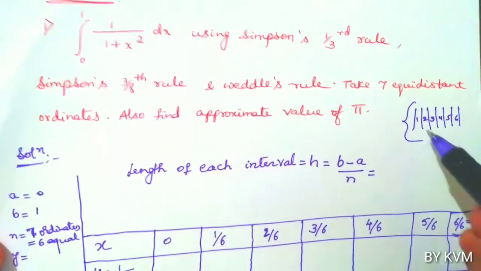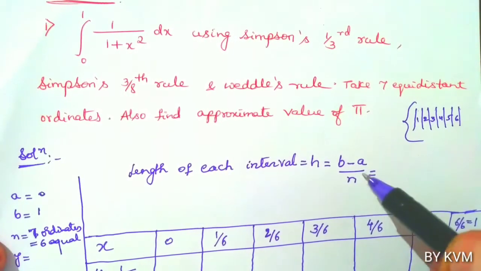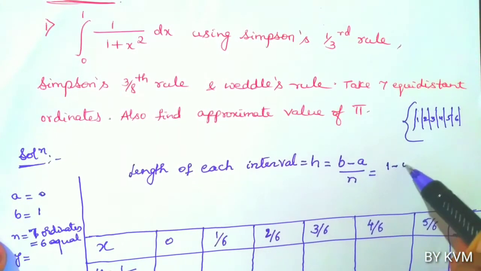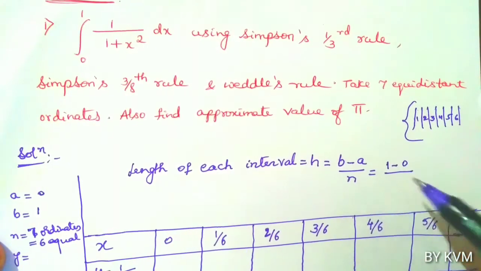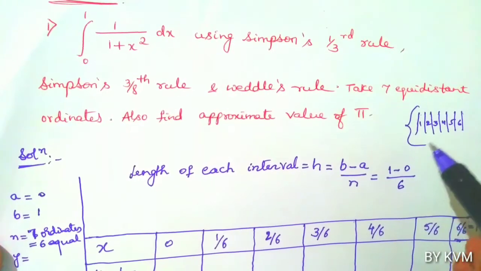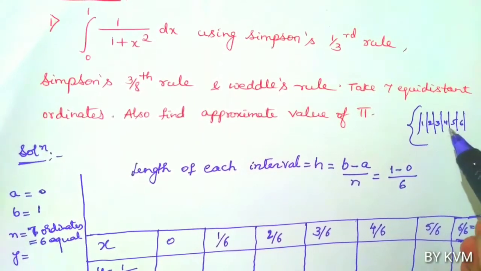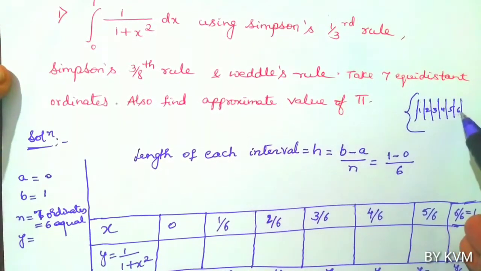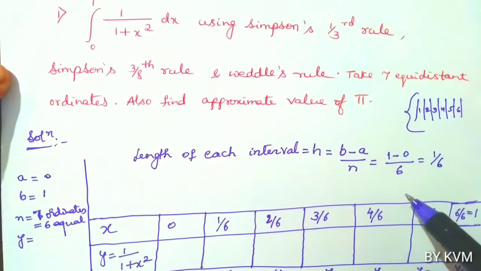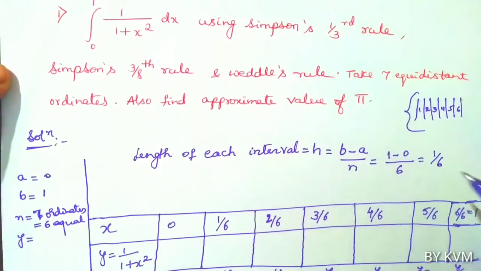So the length of each interval, how to calculate that? h equals b minus a by n. So 1 minus 0 by n. What is n? It is not 7, it is 6 equal parts, because 7 ordinates means 6 equal parts are created here. So 1 minus 0 by 6 is equal to 1 by 6. So the length of each interval is 1 by 6.